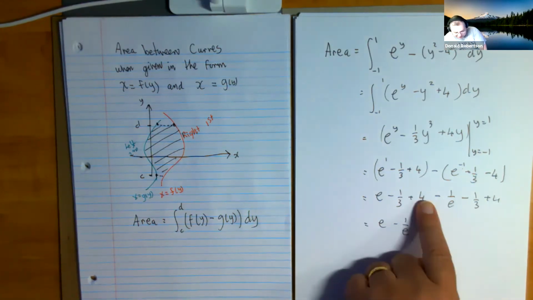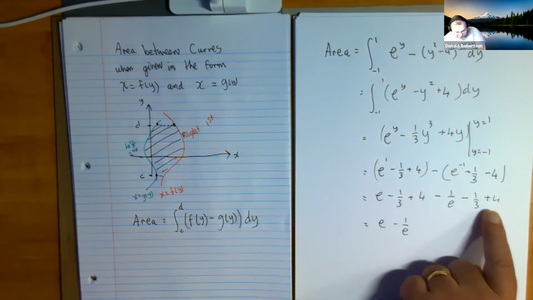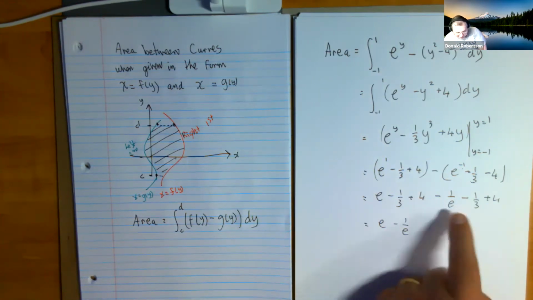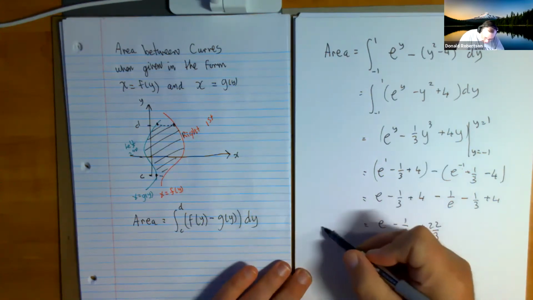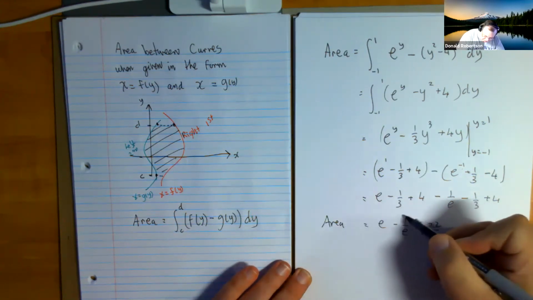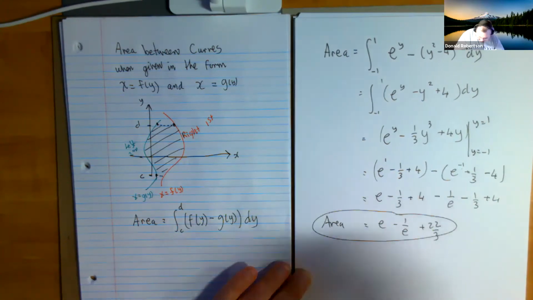And then that's 8, and that's 2/3. 8's 24, take away 2, I believe you get 22/3. And if you don't, you can pretend I calculated that correctly. And that's your answer.